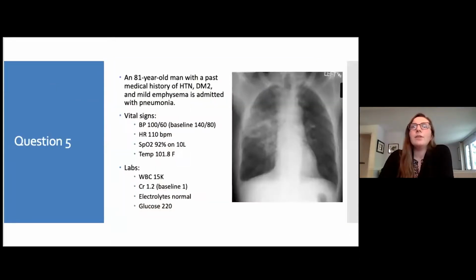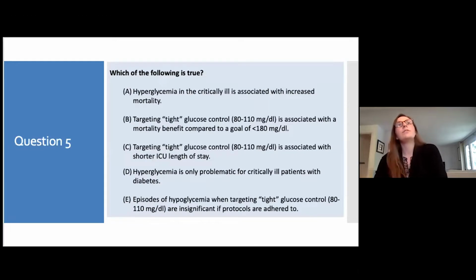We have an 81-year-old man with a past medical history of hypertension, diabetes, and mild emphysema admitted with pneumonia. He's mildly hypotensive, tachycardic, and hypoxemic, 92% on 10 liters. He's febrile as well. His white count is 15, his creatinine is mildly elevated from his baseline, and his glucose is 220. Which of the following is true?